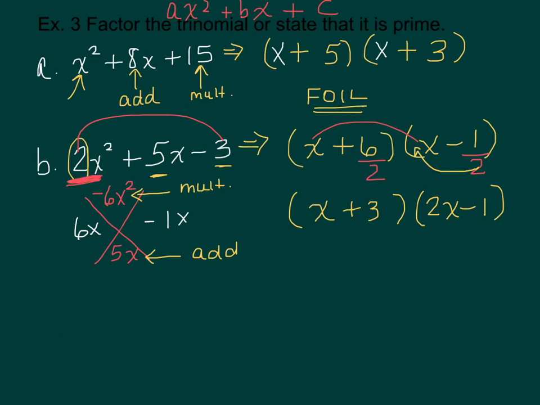Now, when you FOIL, you can get a 2x squared. And if you FOIL these two factors completely, you should get 2x squared plus 5x minus 3. Now, if you were taught a different way, that's fine. You can also use your method of choice. And I'll just do one more.